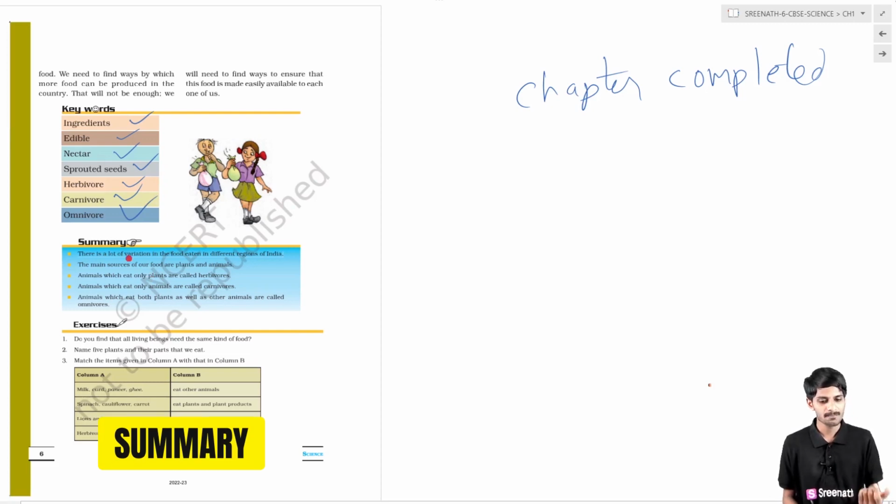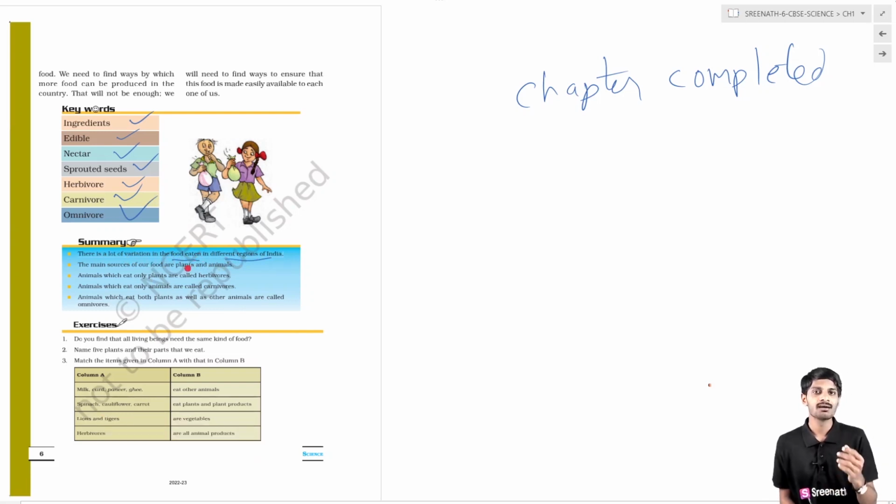There is the chapter summary. There is a lot of variation in food eaten in different regions of India. Basically, in southern India we eat rice, but in northern India they eat wheat. So different regions of India eat different types of food. The main sources of our food are plants and animals. We are getting food from plants and animals.